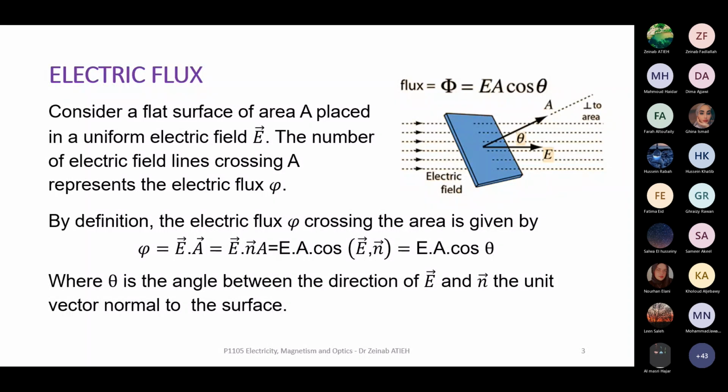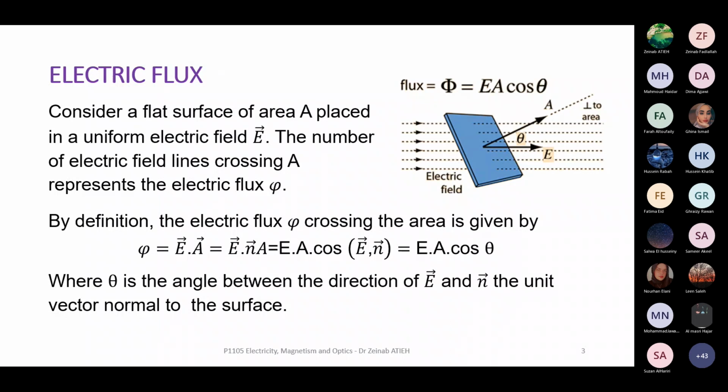So what is the flux? Again, it is the number of lines of electric field crossing my area A. So by definition, what is the electric flux phi? It is E dot A. What is A? It is the surface vector, the vector perpendicular to the area. Its magnitude is equal to the area, and its direction is perpendicular to the area.